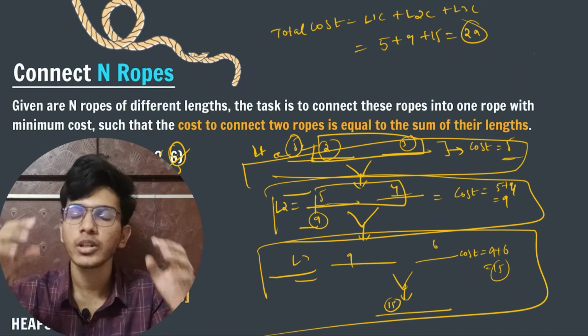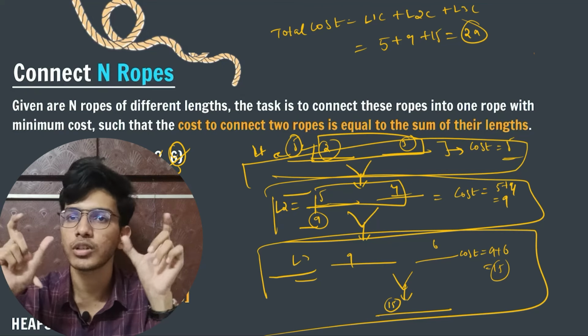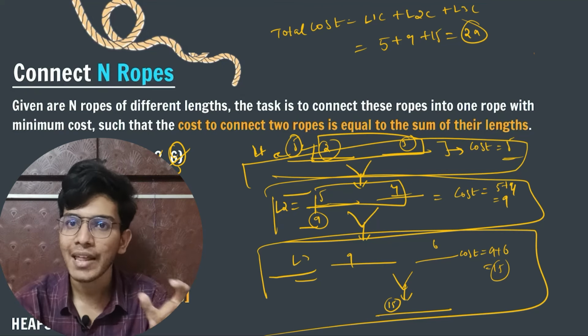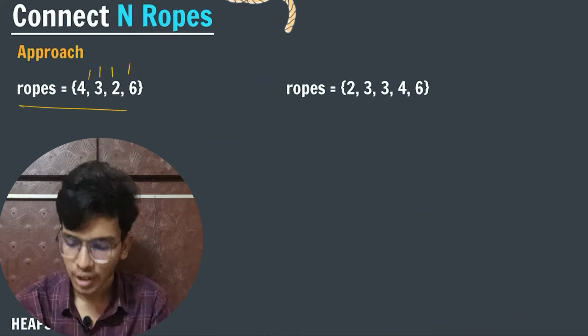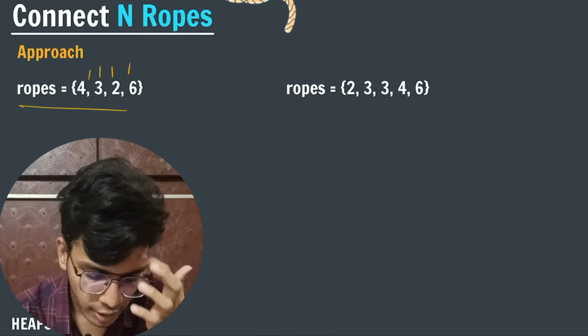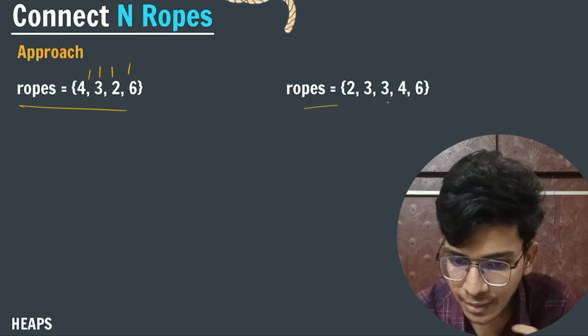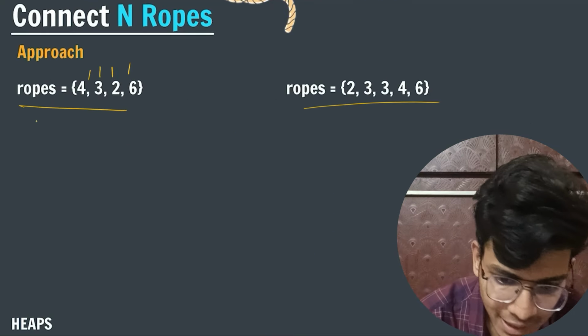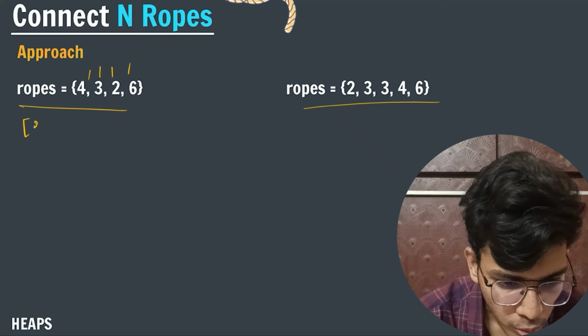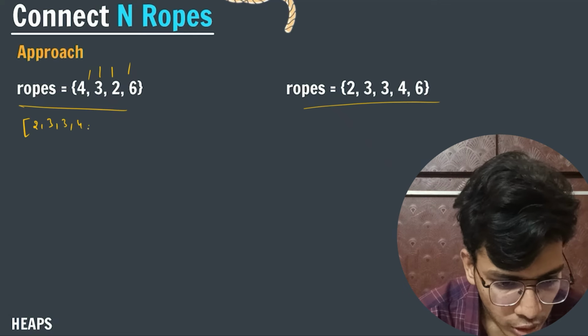So what I am doing is taking the rope which has the least length and adding it. Let me show you the dry run also. Now let me take the diagram as this. Here you can see that my array is 2, 3, 3, 4, 6.